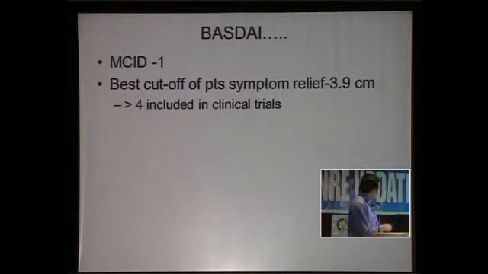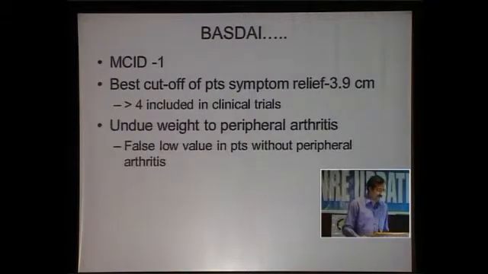And what is the cutoff of symptom relief? People have taken less than 4. If BASDAI is less than 4, it is acceptable. Like Madam told, ASAS of less than 1.3, something like that, is BASDAI less than 4. But the problem with this is, it has a huge weightage on peripheral arthritis. If someone does not have peripheral arthritis, scores will be very low. So the false values are there once you do not have peripheral arthritis.